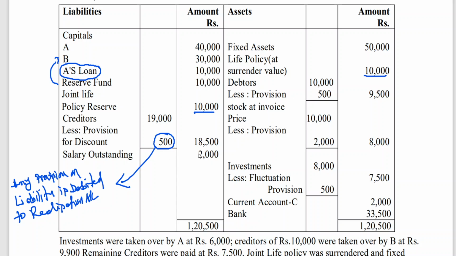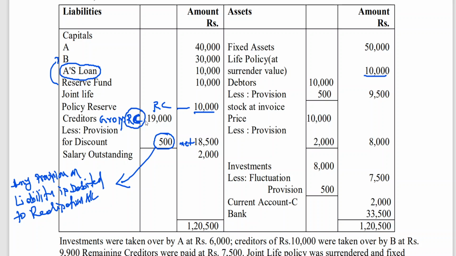Okay, then salary outstanding. This will go to the realization account credit side. Now let me quickly do this where it goes. Reserve fund to partners' capital account, joint life policy reserve to partners' capital account. Creditors gross amount you should transfer, 19,000, not 18,000. This is called the net amount. This is net. This is gross. You always should transfer the gross amount, even though it is against the conservatism principle. Still, since it has been given in the problem, we are working it out. Gross amount will be transferred to the realization account credit side.